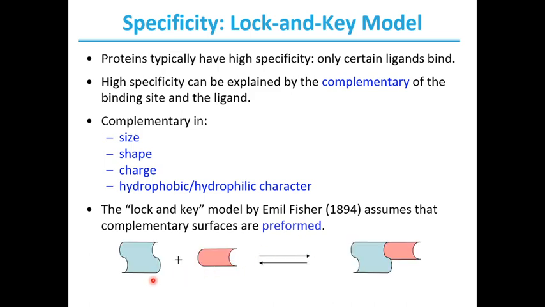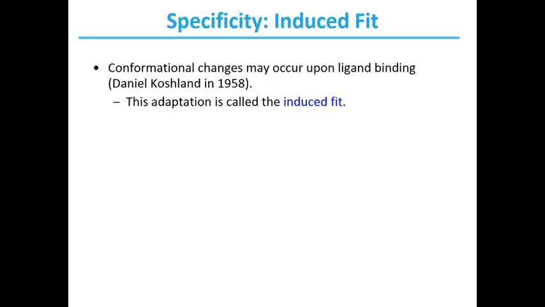Now, this is a typical example, right? In this case, the protein has a preformed complementary surface for a ligand which can bind to that specific surface. And this is the lock and key model that is proposed by Emil Fischer. The second model is called the Induced Fit model. This model is proposed by Daniel Koshland, and it assumes conformational changes in a protein. These changes may occur upon ligand binding. This adaptation is called induced fit.